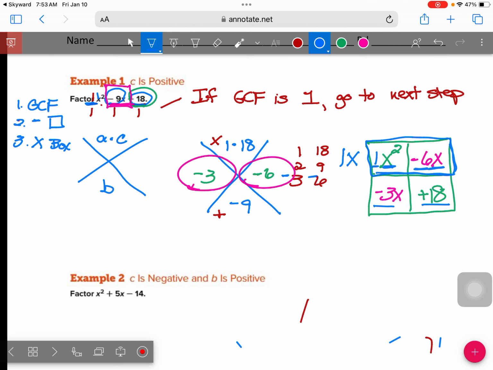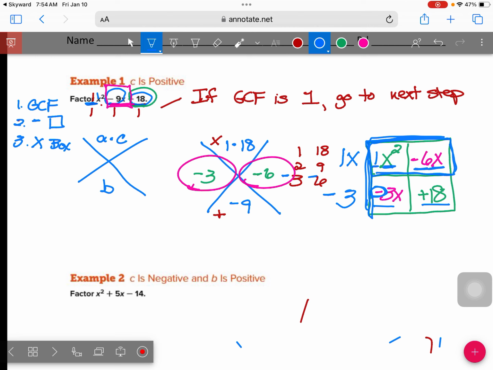Yes. So because this is negative right here on the outside of this part, because this is where we're going to be putting our factors, you also have to factor out that negative 3. Okay? I know this is a lot.